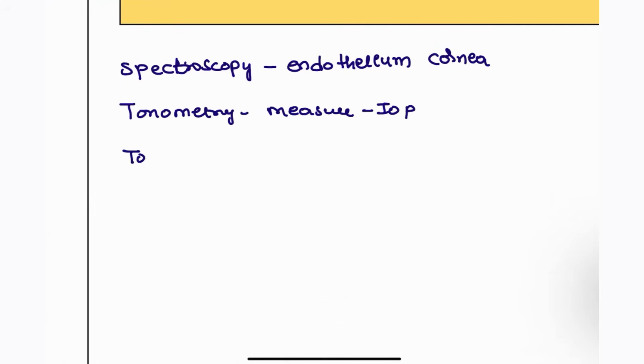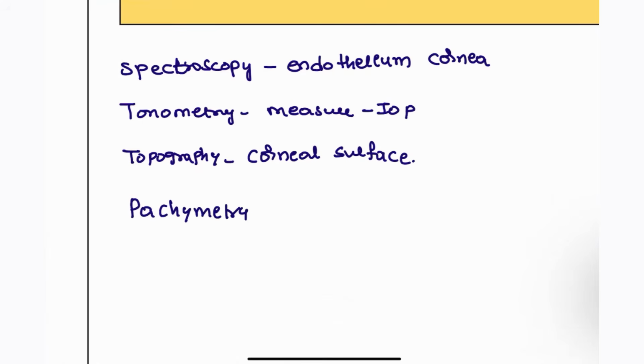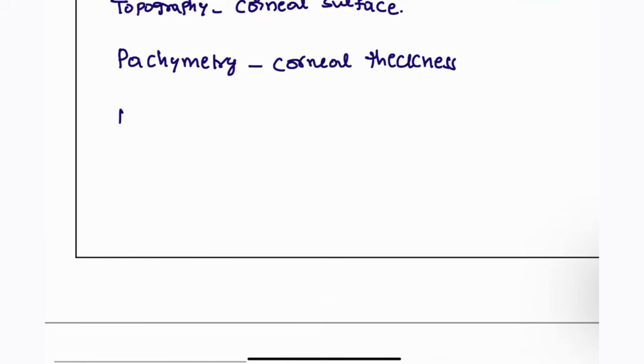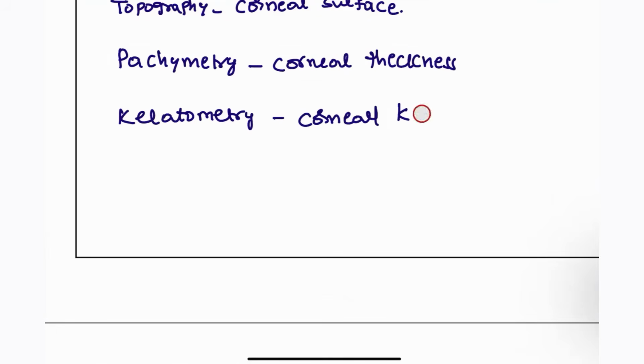Right. Next, we also have topography. So topography is going to examine the corneal surface. Next, pachymetry. Pachymetry is going to measure the corneal thickness. Next, keratometry. So this is important for corneal curvature. So remember it this way: K for keratometry, K for curvature.